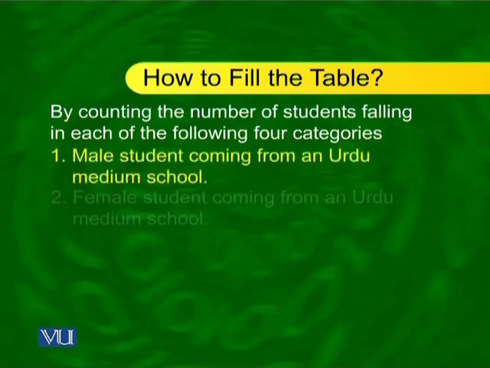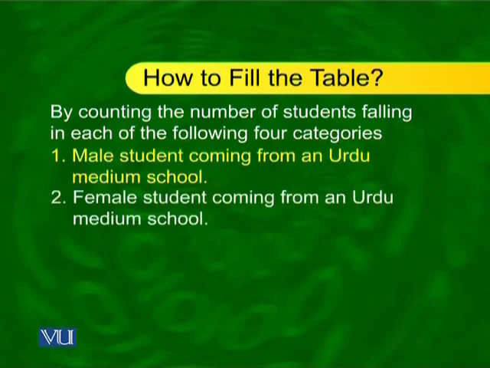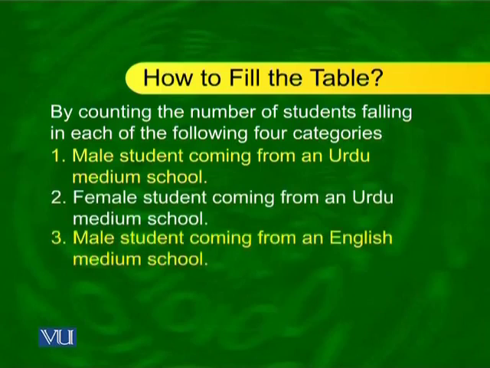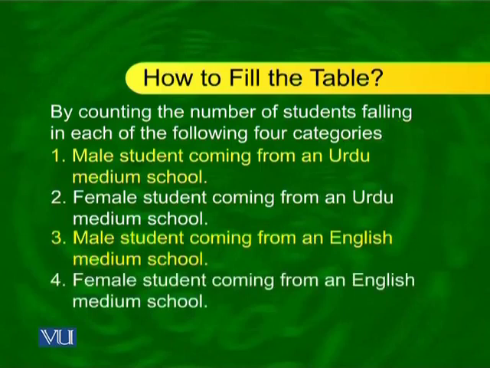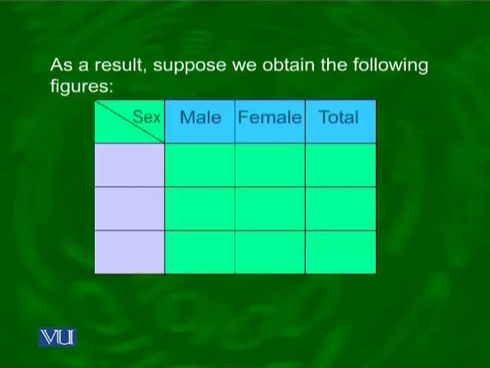We will have to count this data in four categories. We have to know how many students were male and came from Urdu medium schools, how many students were female and came from Urdu medium schools, how many students were male and came from English medium schools and how many students were female and came from English medium schools. Doing this, students, suppose we get the figures that you now see on the screen.